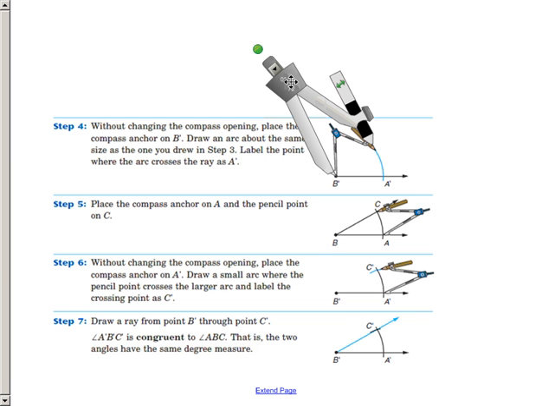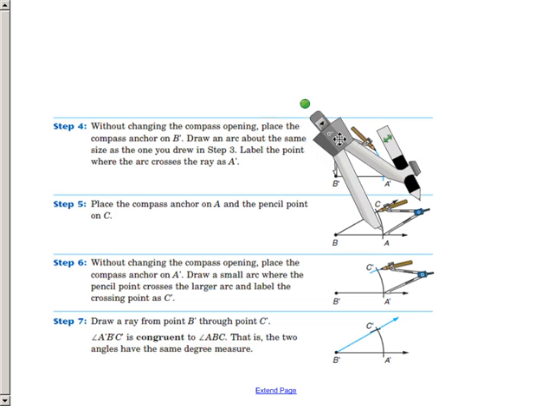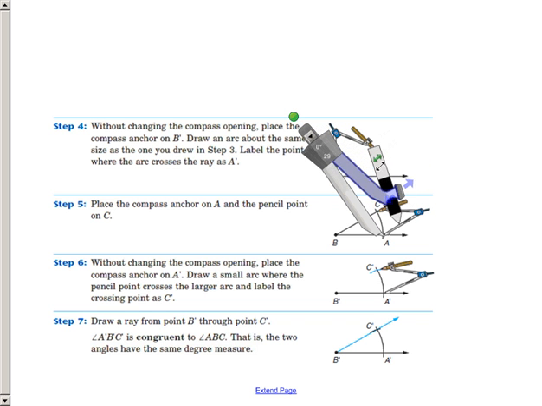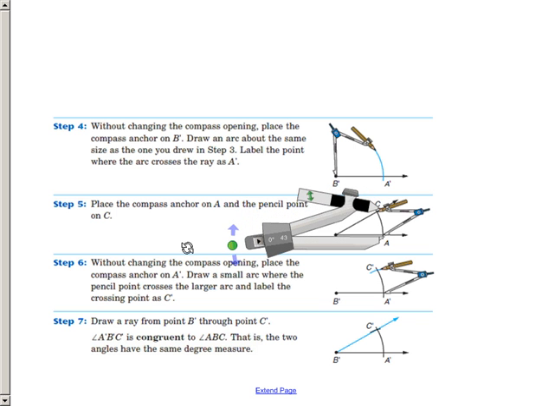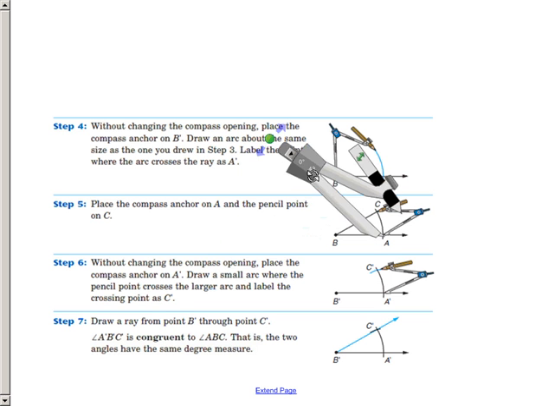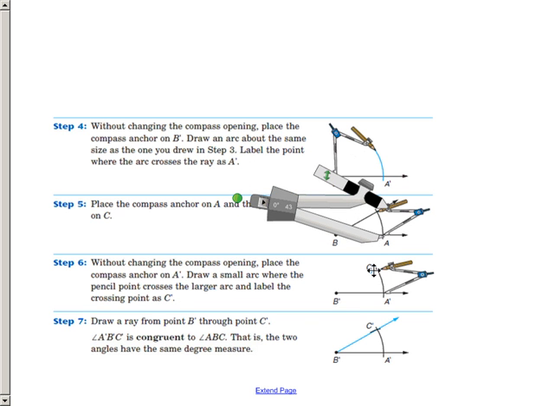Okay, then we're going to move that compass. And again, it's just following a direction. You're going to put the compass anchor on A and the pencil point on phi. We'll have to rotate it a little bit to get that pencil point there. Okay. And you're going to make an arc right there so that it will cross just as you see here. And then you'll connect that point, point C to point B. So you're making a congruent angle just with a compass.